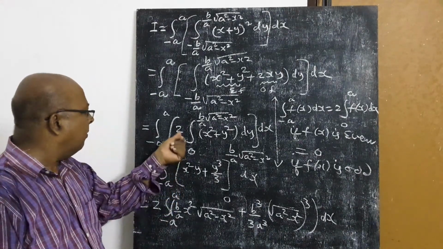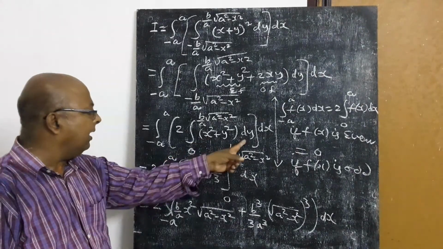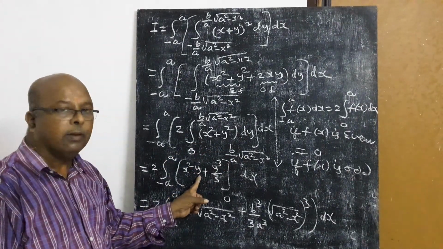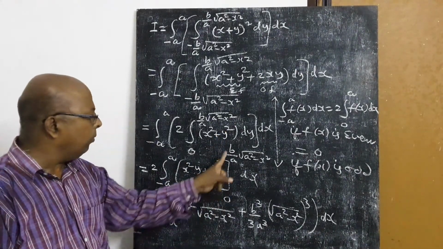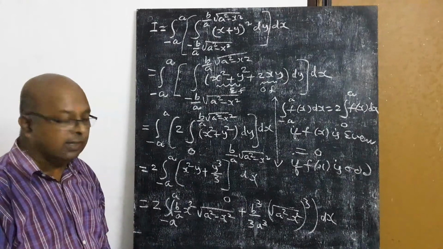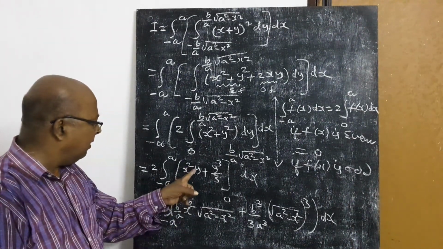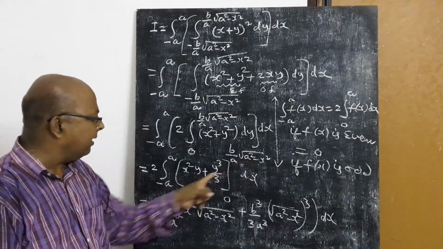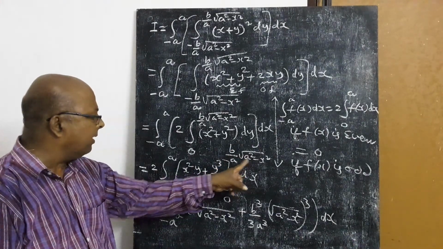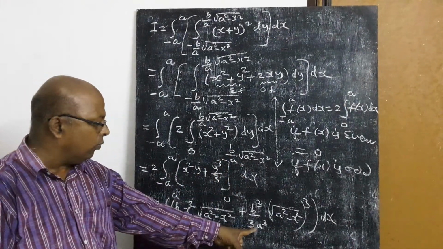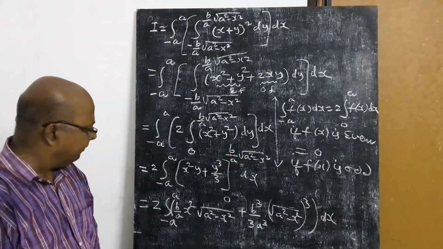Now, you write the integral from minus a to a, x² constant, integral of dy is y. So x² y plus y², integration gives y³/3, from 0 to b by a root of a² minus x². So 2 into the integral from minus a to a. Instead of y, you write b by a root of a² minus x², and we get b³/3a³ into root of (a² minus x²) whole cube dx. Note this down.